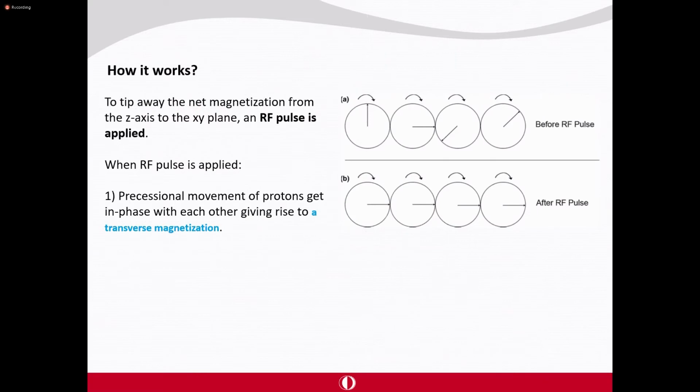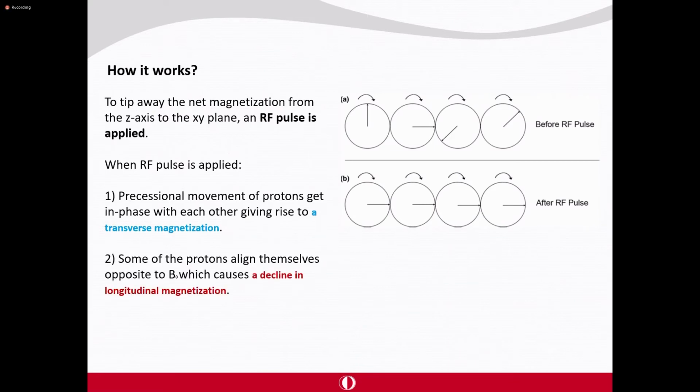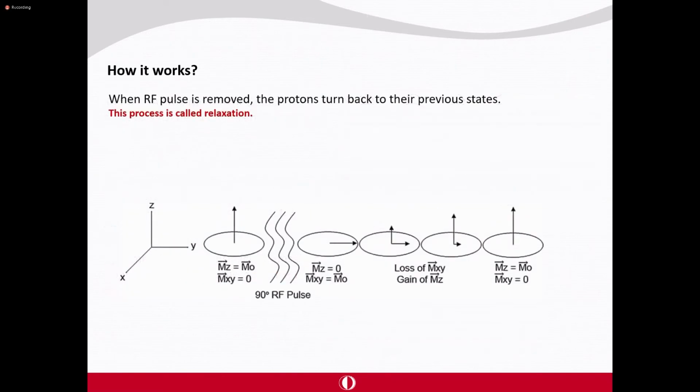So before the RF pulse, we have randomly spinning protons, and then with the RF pulse, we let everything be in phase, and we have the transverse magnetization. Some of the protons align themselves opposite to B0, which causes a decline in longitudinal magnetization. And what is going to happen is, when the RF pulse is removed, the protons turn back to their previous state. And this process is called relaxation.